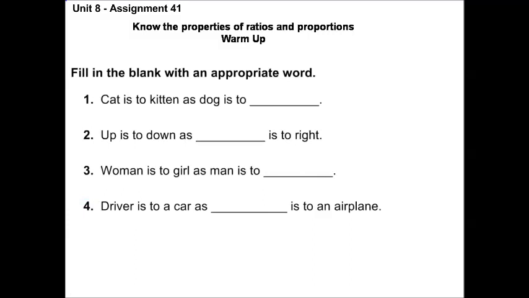Cat is to kitten as dog is to puppy. Yay. See, I know it was hard. Okay. Up is to down as left is to right. Woman is to girl as man is to... And driver is to car as pilot is to airplane.